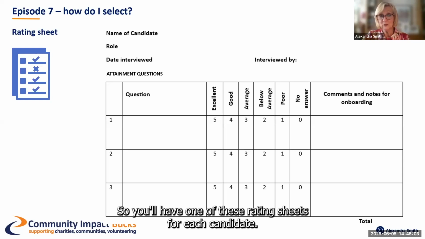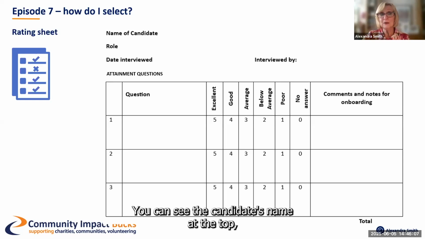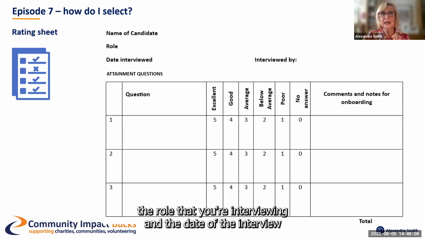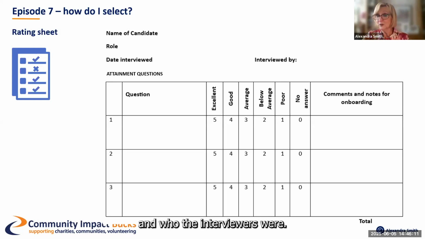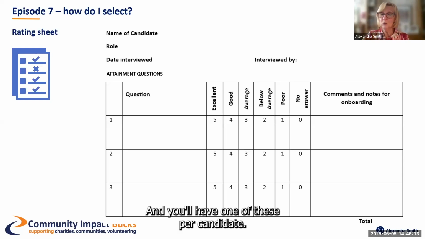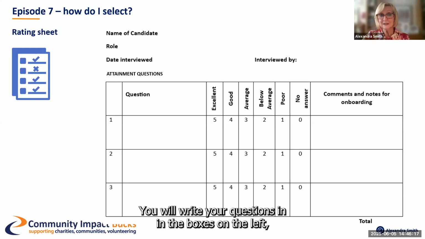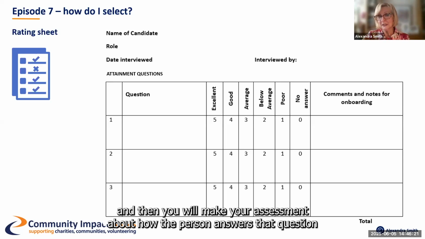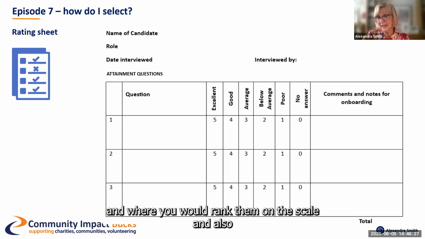So you'll have one of these rating sheets for each candidate. You can see the candidate's name at the top, the role that you're interviewing, the date of the interview, and who the interviewers were. And you'll have one of these per candidate. You will write your questions in the boxes on the left, and then you will make your assessment about how the person answered that question and where you would rate them on the scale.